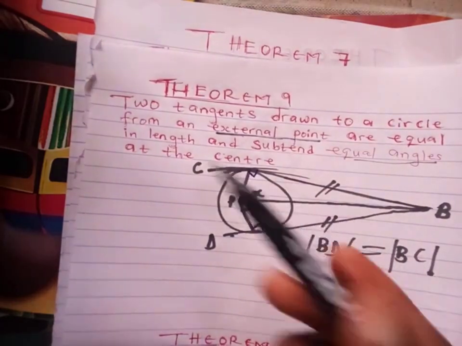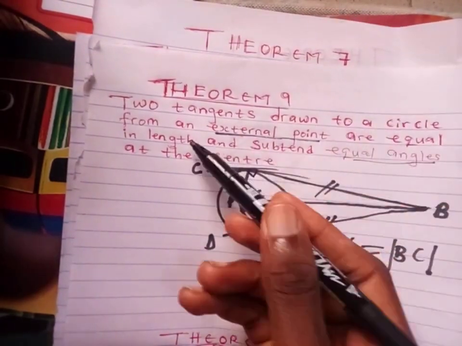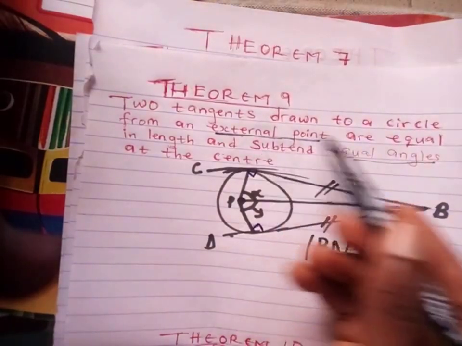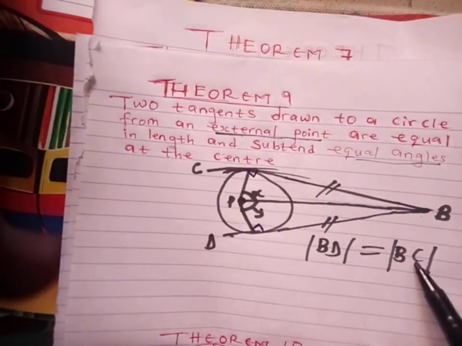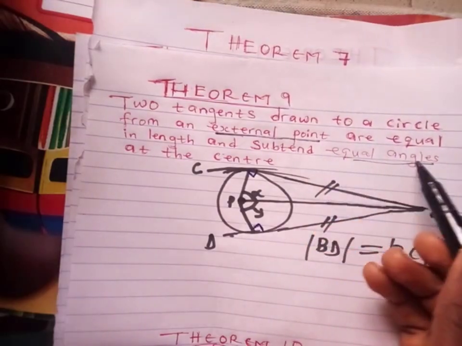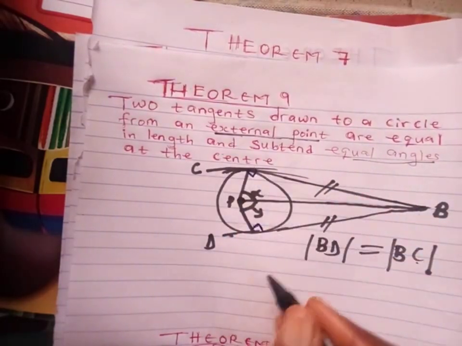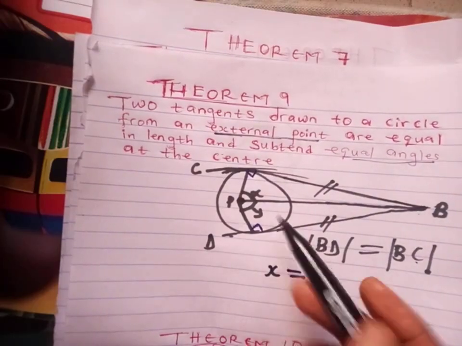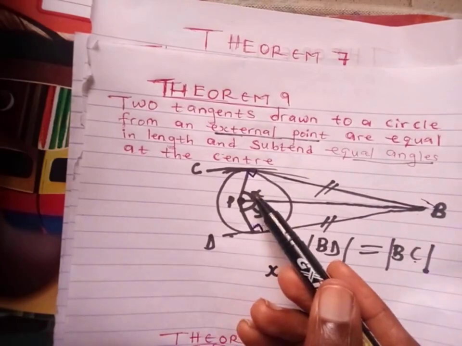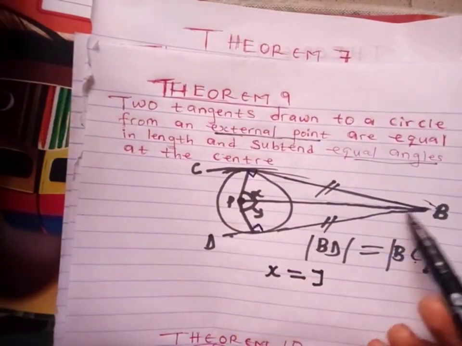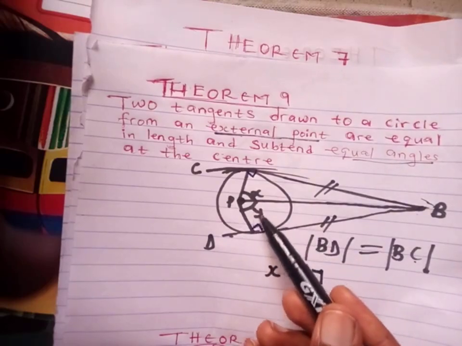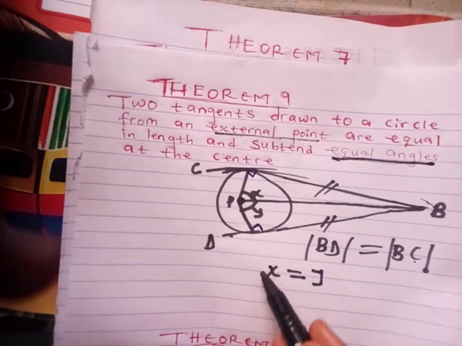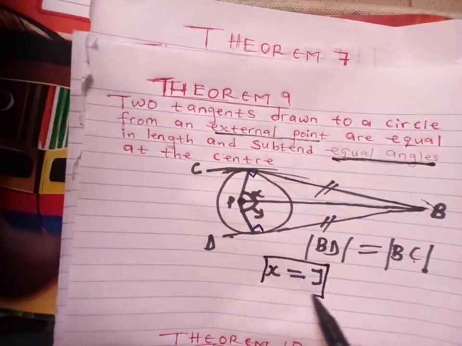Now, what is this theorem telling us? That two tangents drawn to a circle from an external point are equal in length. BD is equal to BC, and they subtend equal angles at the center, meaning that the angle at the center X is going to be equal to Y. Yes, because this very tangent subtends angle X at the center, and this very tangent BC also subtends angle Y at the center. And following the law, the angles will be equal, hence X will be equal to Y.